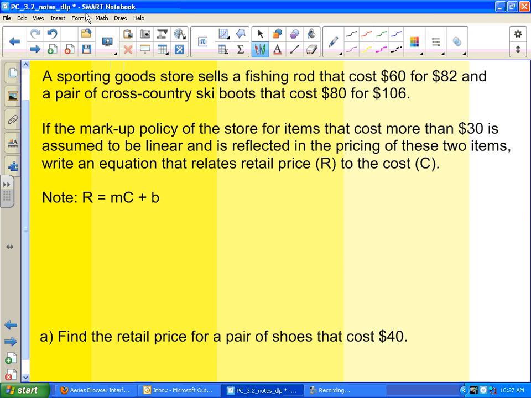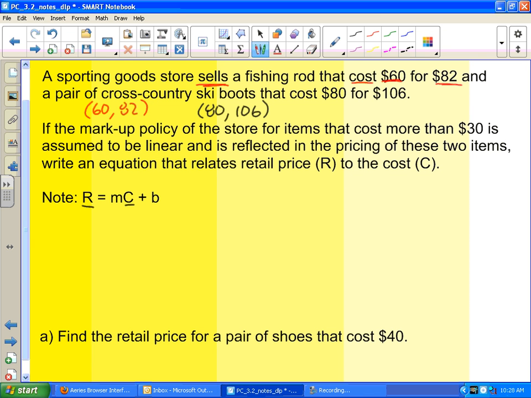So we've got selling is that number. Cost is this number. So I have cost and selling price for the fishing rod. I have cost and selling price for the ski boots. And again, the way the equation is given to you, this is equivalent to my y value, which is dependent, and this is equivalent to your x value, which is your control. So I know that it's set up coordinate-wise like this, where I have C, R.